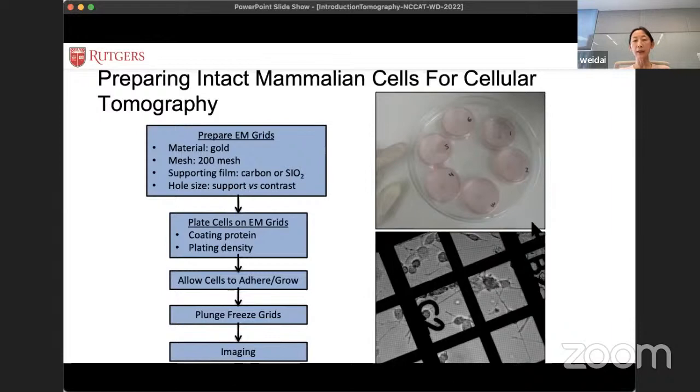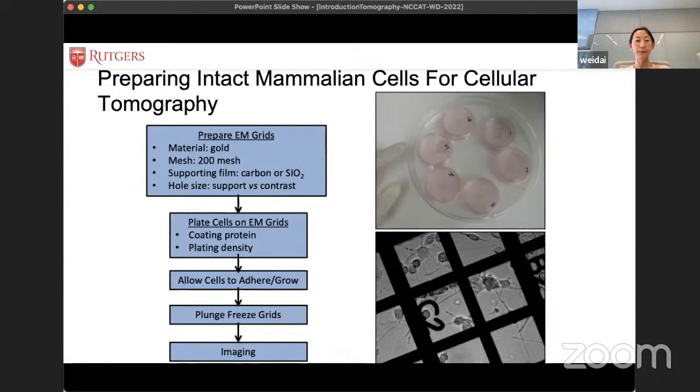So here in this panel, I'm showing you how the cells look. For this particular one, you can see the cell body and you can see the long processes. They adhere to the bottom Quantifoil grids pretty well. So the region and then the long process, actually, you can directly image them. Okay, so any questions so far?